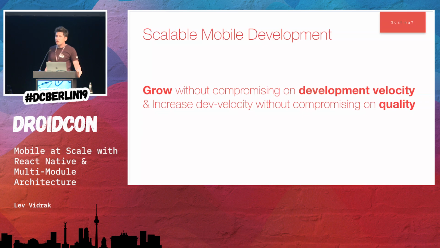As I said, let's first try to define what scalable mobile application means. When I thought about it, I eventually got this sentence: it's our ability to grow without compromising on the development velocity, and the ability to increase the development velocity without compromising on the quality of the application. In other words, we want to be able to add more developers to our teams and develop more features without affecting the time to production of these features and the performance of our application. Sounds easy. Let's see how we can do this.